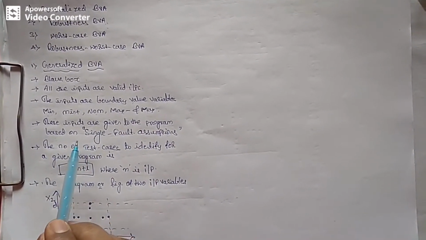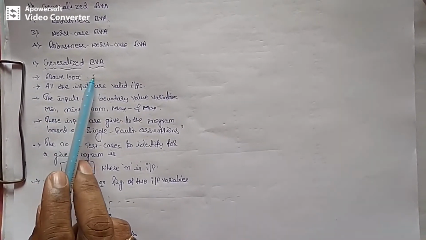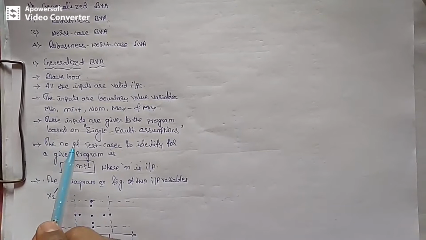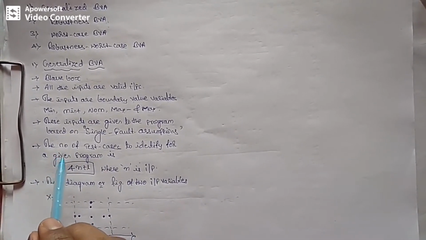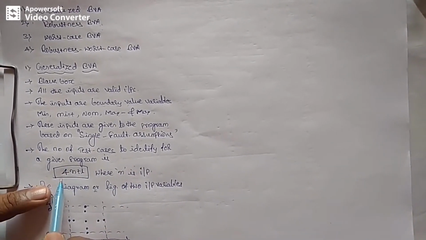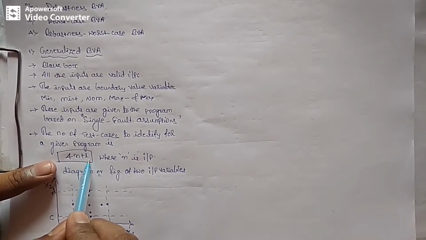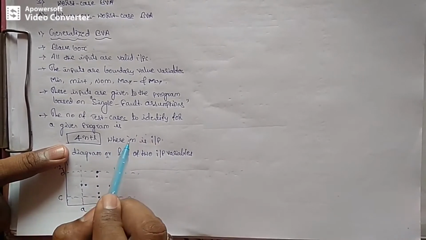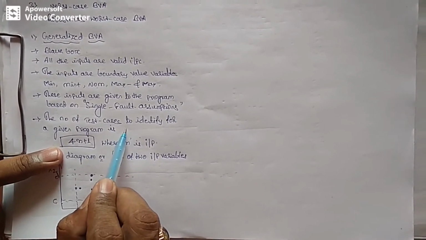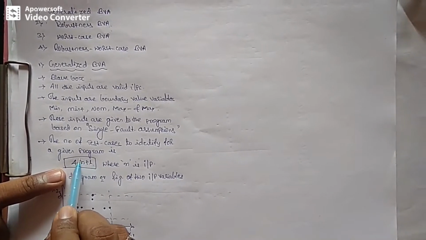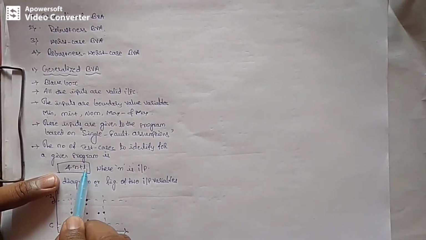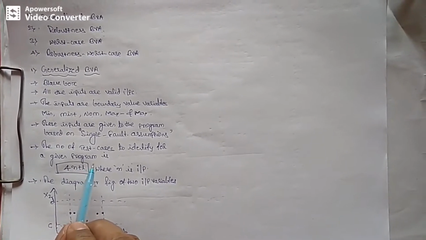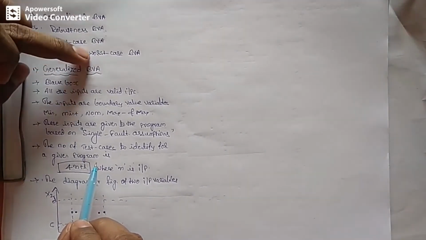I think it's clear. Then how many test cases will exist in the generalized boundary value analysis method? To identify the number of test cases, we use a formula. That formula is 4n plus 1. This is the generalized formula, where n indicates the number of inputs you are specifying for that program. So 4 times that number plus 1 will be the final number of test cases we generate under the generalized BVA.